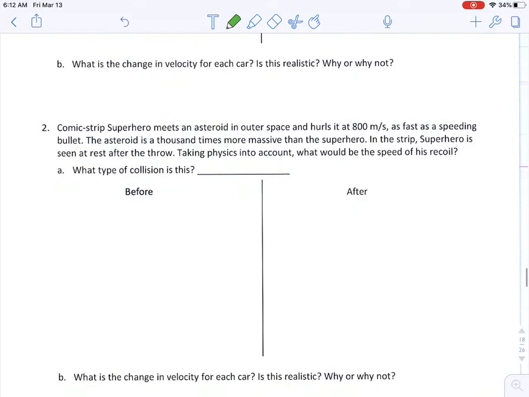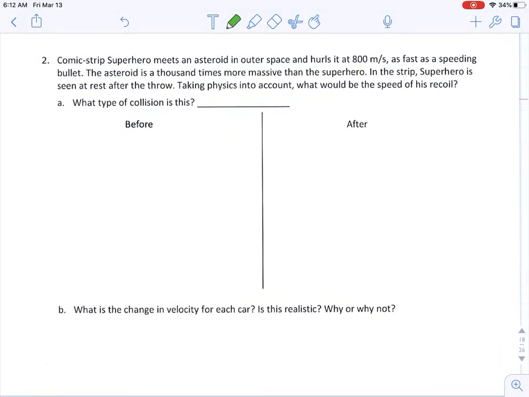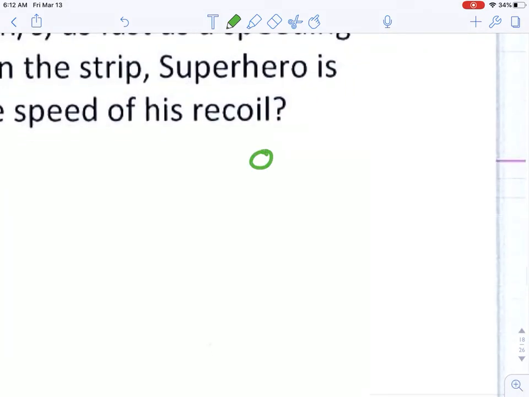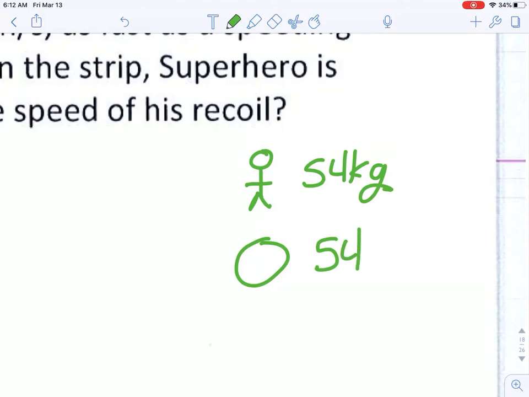There is one thing that I noticed is a little bit confusing. Question 2 talks about a superhero and an asteroid. And instead of giving you masses for both the superhero and the asteroid, it just tells you the asteroid that is thrown is 1,000 times more massive than the superhero. And so basically what this is meaning is that if the superhero, right, if he has a mass of 54 kilograms, then the asteroid has a mass of 54,000 kilograms, okay?